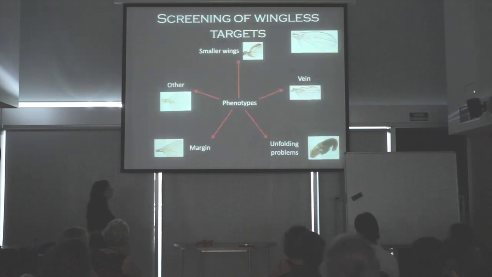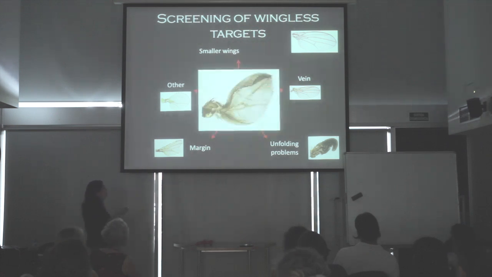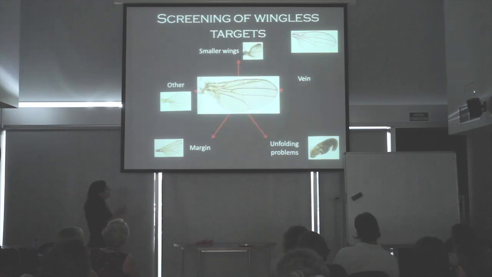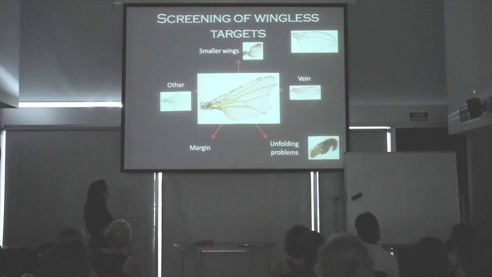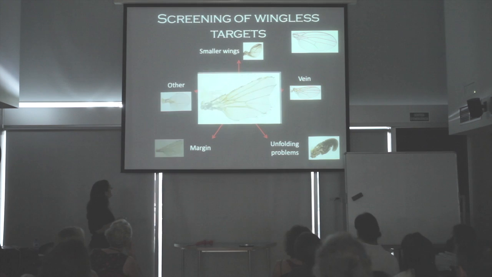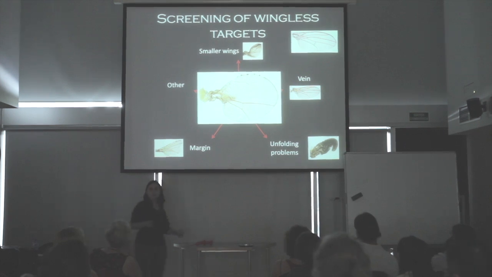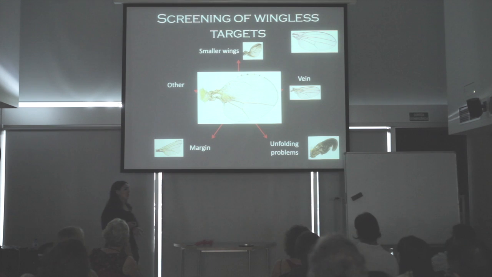In order to do that, we did microarrays, and after struggling with the eternal list the bioinformatics gave us, we ended up with a lot of genes and five main different phenotypes. We got smaller wings, wings with vein defects, wings that are not able to unfold properly, so they stay folded, wings that lack the margin and also have notches, and other phenotypes like this one that I like the most, which we call Mickey Mouse because of the shape.